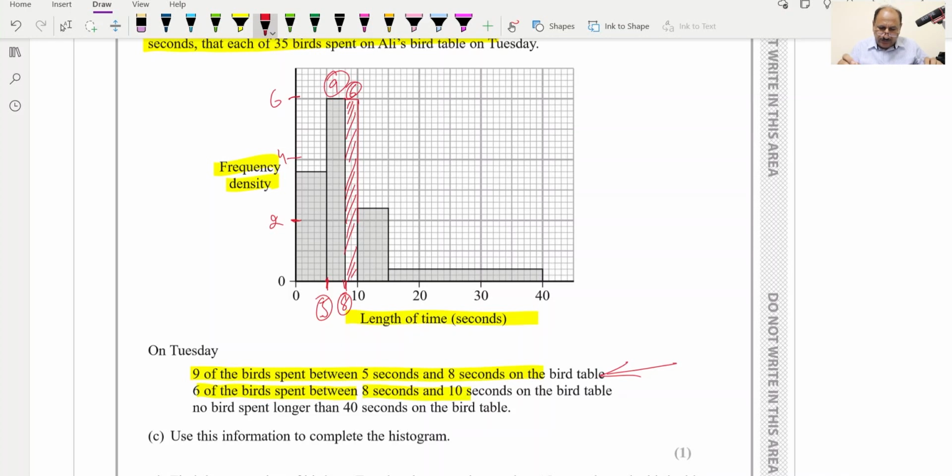Now they are saying no bird spent longer than 40 seconds on the table, which is also indicated as this region is blank, so not more than 40. Use this information to complete the histogram. So we have completed the histogram already.